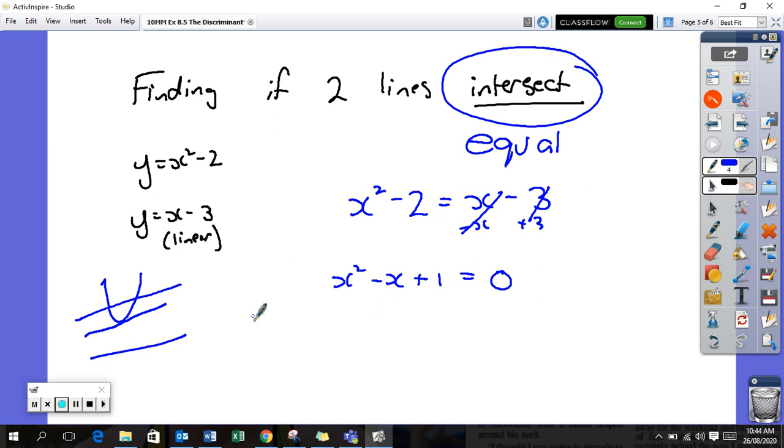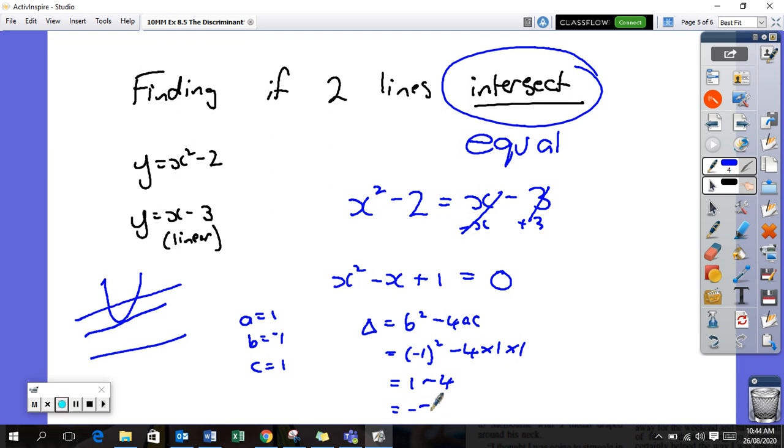Okay, so we've got here a equals 1, b equals minus 1, and c equals 1. So the discriminant is b squared minus 4ac, which is going to be negative 1 in brackets squared, because we have to square the negative as well as the 1, minus 4 times 1 times 1. So negative 1 squared is just 1. Negative 4 times 1 is negative 4. 1 minus 4 equals minus 3.